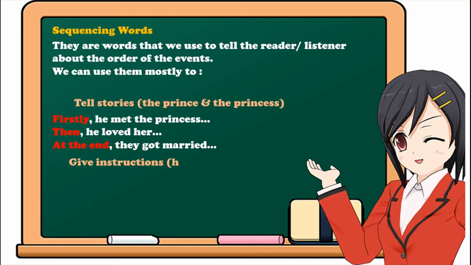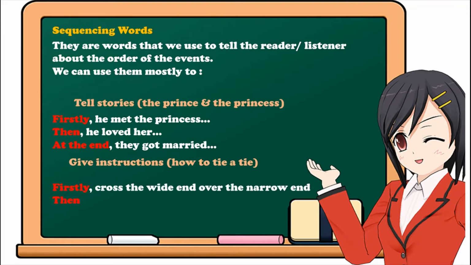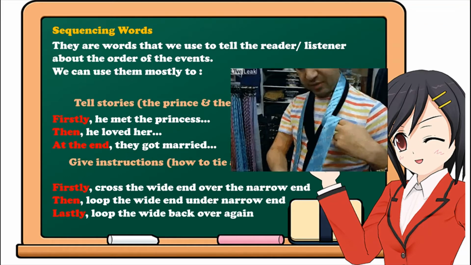Or to give instructions. For example, how to tie a tie. Firstly, cross the wide end over the narrow end, then loop the wide end and do the narrow end. Lastly, loop the wide back over again.